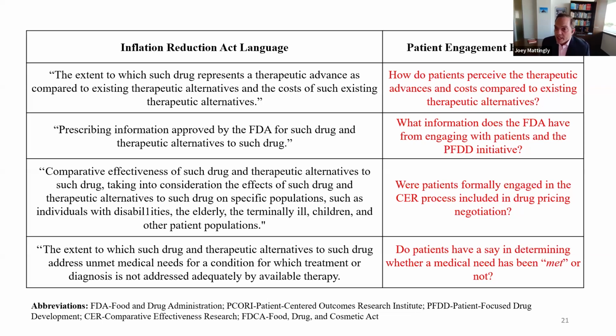The FDA has been engaged with patients through their PFDD initiative. Can we leverage some of that information? Also asking, were patients formally engaged in the CER process? So again, CMS is working diligently to try to get these negotiations through. I think we just saw the first list of prices. So my question is always going to be, well, how were patients engaged in that process? I think they used their stakeholder calls, or whatever they had, listening sessions. But in the next guidance, I think they're going to do more. My guess is that they might do a little bit more to engage patients this next go around.